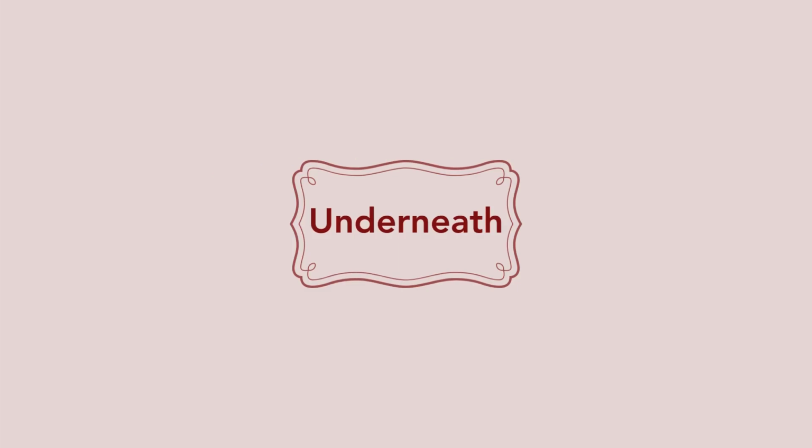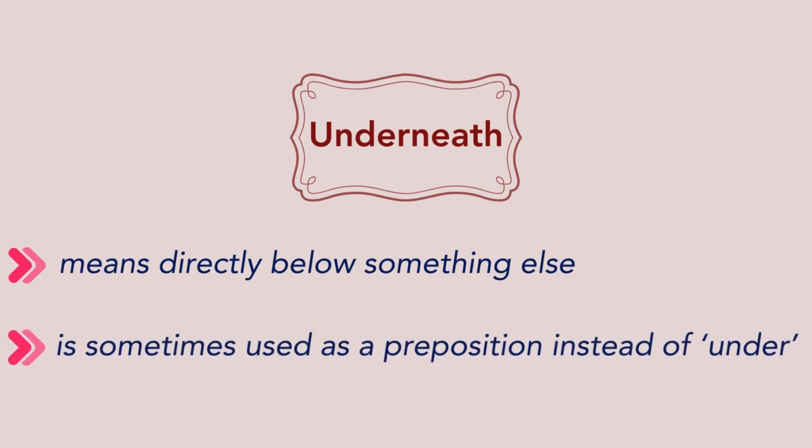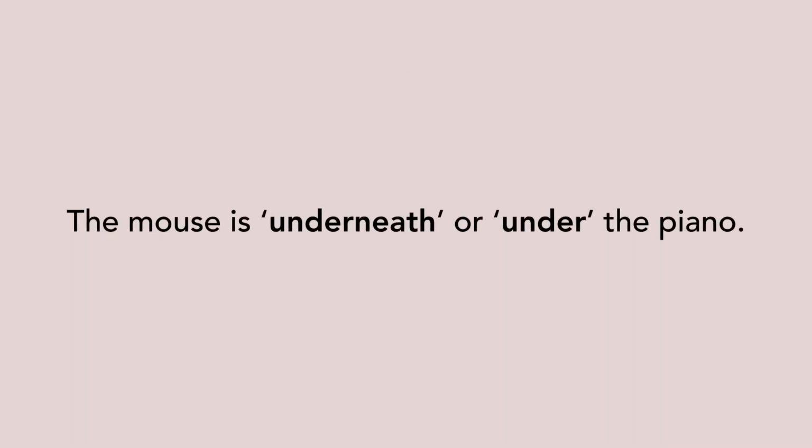Next up, underneath. Underneath means directly below something else. Underneath is sometimes used as a preposition instead of under. For example, we can say, the mouse is underneath or under the piano, emphasizing the physical location of the mouse directly beneath the piano, possibly hidden from view. Here, we can use either underneath or under, and both of them will be correct.